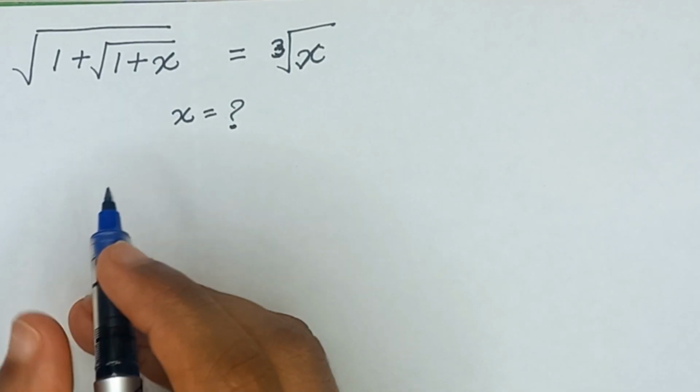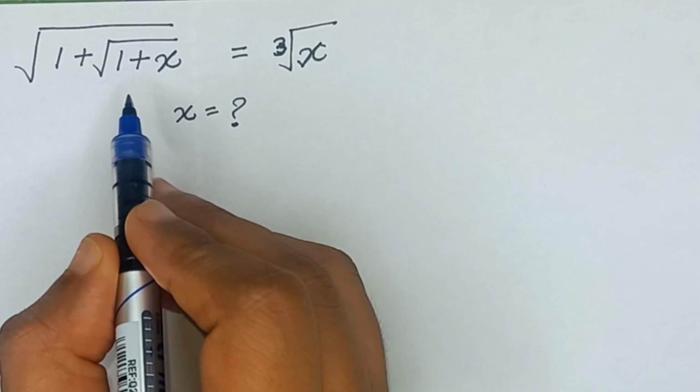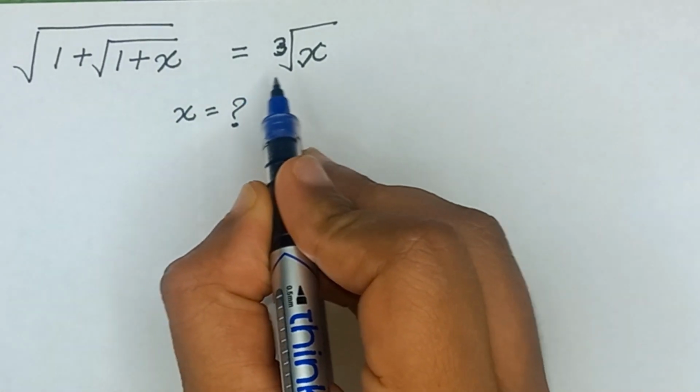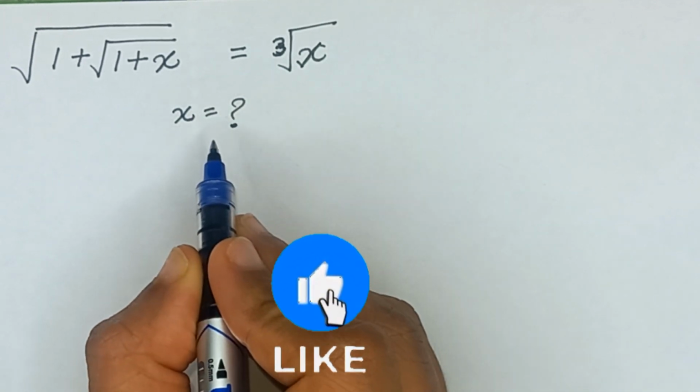Hello friends, today we will solve a nice radical equation, which is the square root of 1 plus the square root of 1 plus x, all under a square root, equal to the cube root of x, and we will solve this question for x.